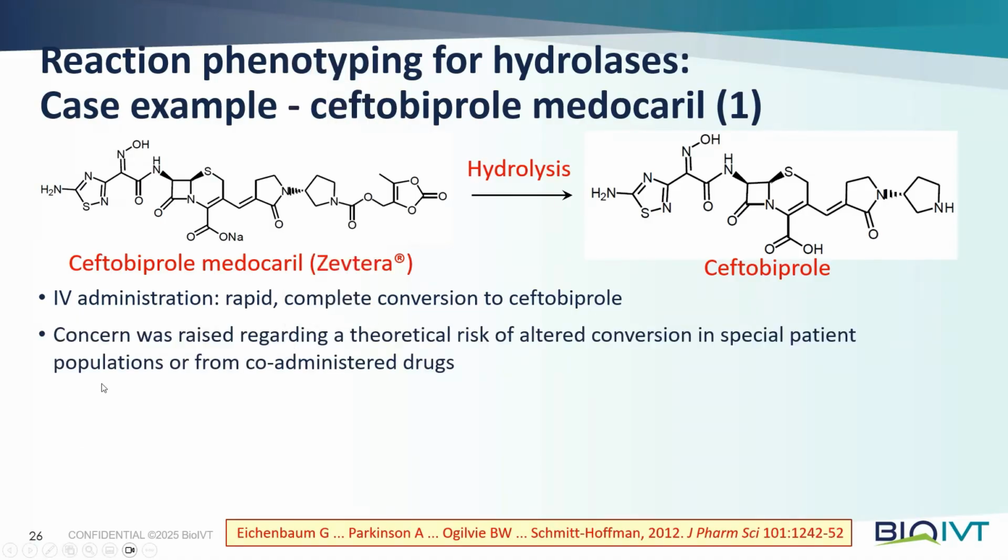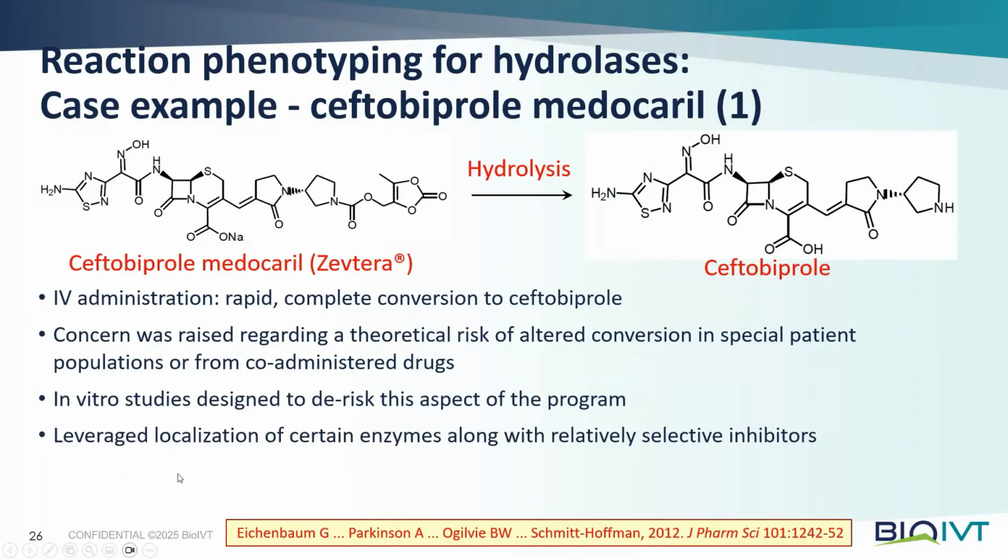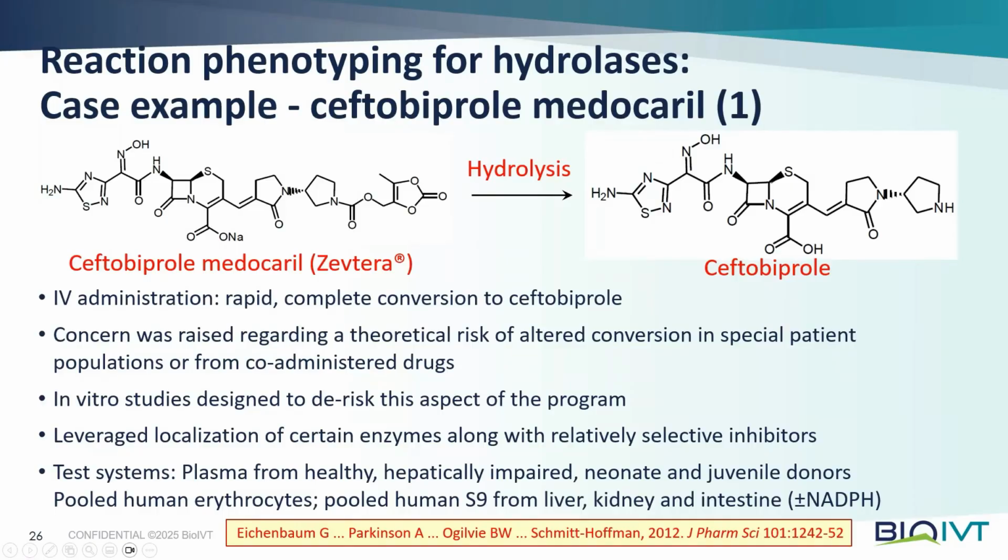So concern, like I mentioned, was raised regarding theoretical risk of altered conversion in special patient populations or from co-administered drugs. We leveraged localization of certain enzymes along with relatively selective inhibitors for these hydrolases. The test systems included plasma from healthy and also hepatically impaired, neonate, and juvenile donors. We also used pooled human erythrocytes, pooled human S9 from liver, kidney, and intestine with and without NADPH. So this was quite a complex study.